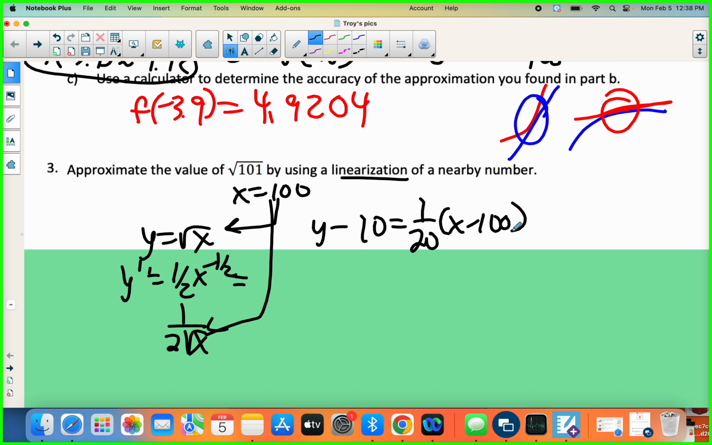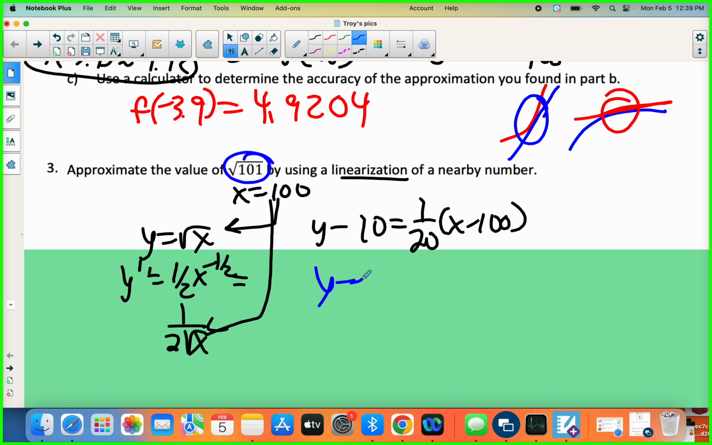Please ask questions again because we're moving on to our last topic before the test. You've got to understand linearization and how to pick what you're going to linearize. Okay? All right. So now I would suggest leaving it in parentheses because then it's easy to fill in 101.